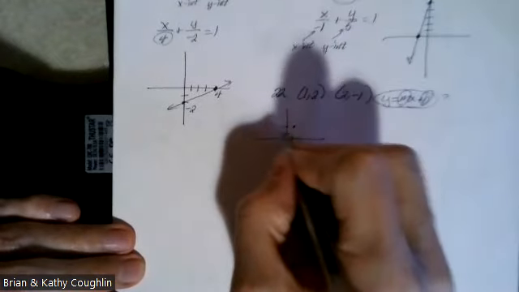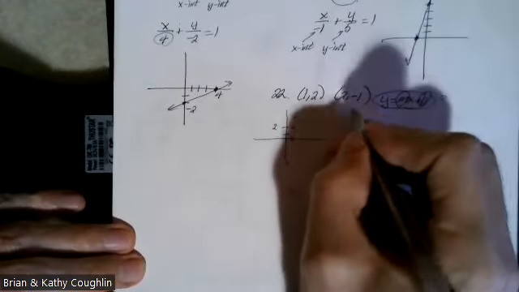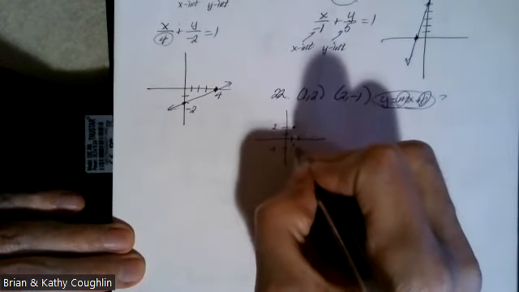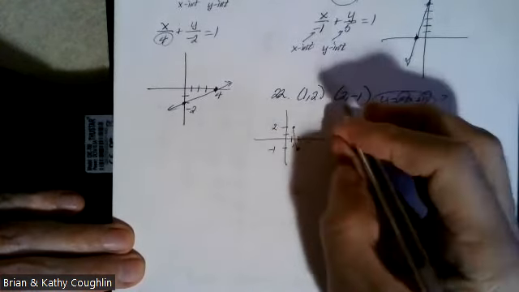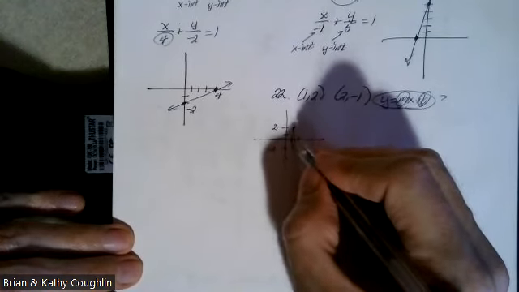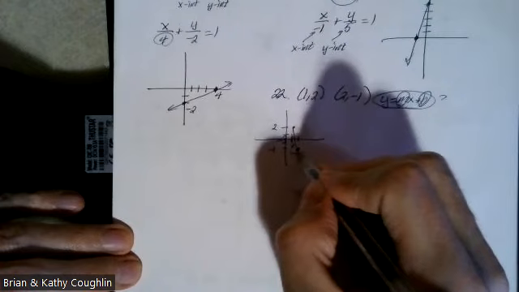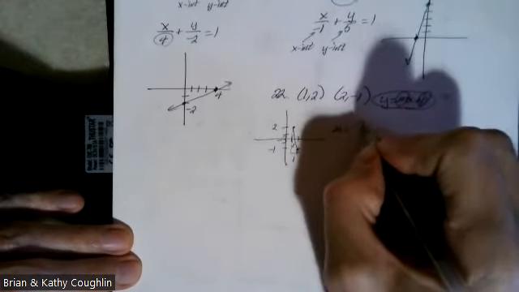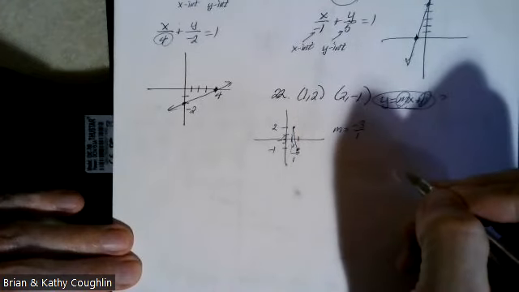So 1 comma 2, and then 2 comma negative 1, which is over here. So what's the slope? So it goes down 3 and to the right 1. So the slope they're talking about is negative 3 over 1. Does that make sense?